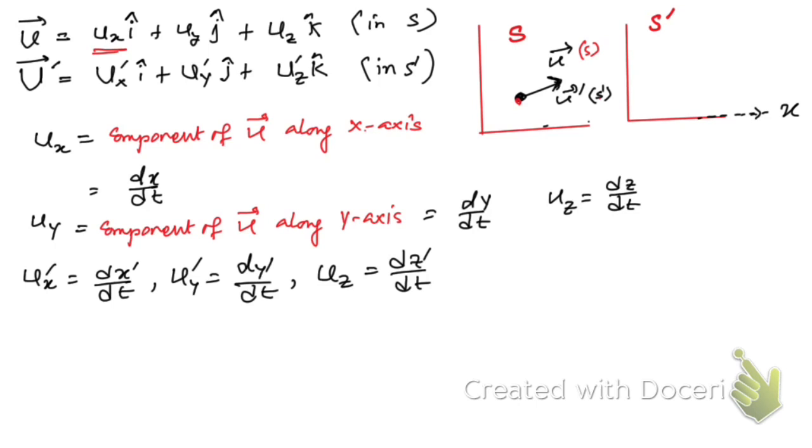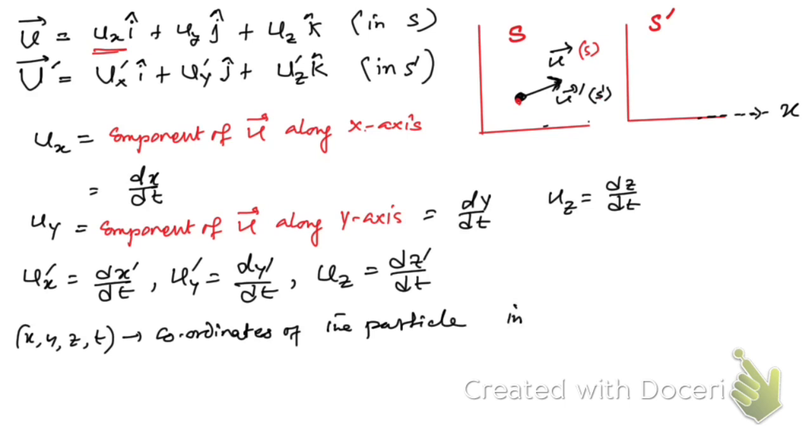here you see, x, y, z, t are the coordinates of the particle in S frame, whereas x dash, y dash, z dash and t dash are the coordinates of the particle in S dash frame, right? Hope you have understood this.